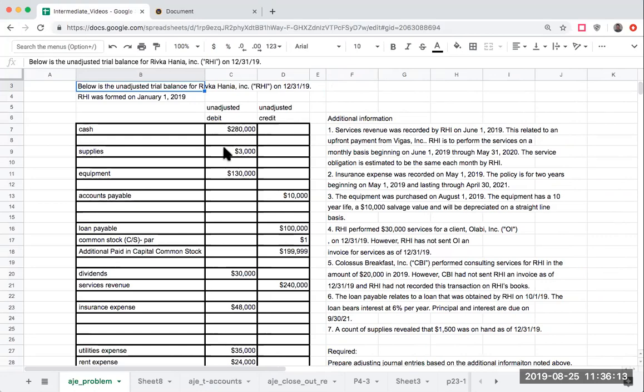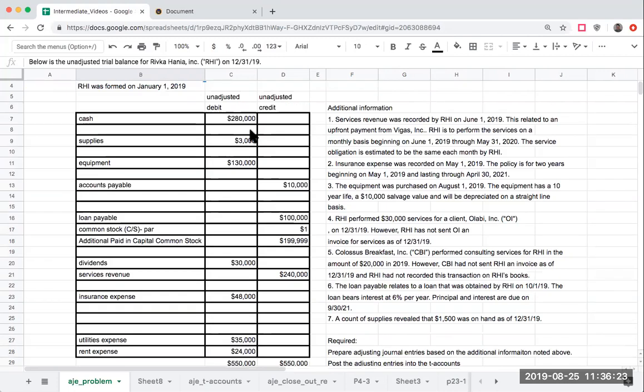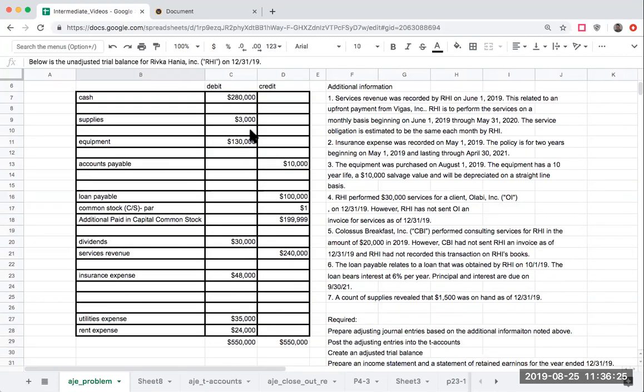And so we have here an unadjusted trial balance. And remember, trial balances are not in fact financial statements. They're really here to help us make sure that our total debits equal our total credits, so that when we go through and basically perform our financial statements, we know we're balancing.